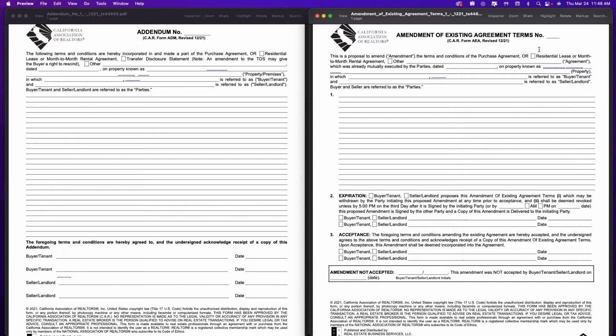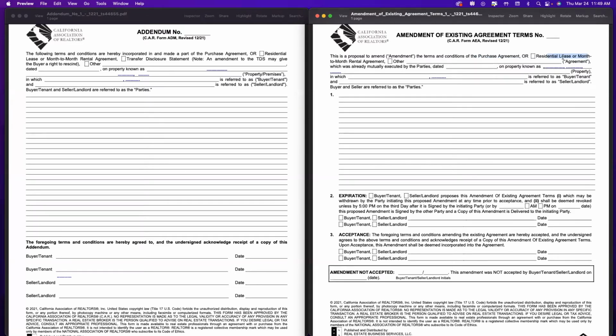And it looks very similar to an addendum if you look at the two side by side, right? Just the information at the top, and then this blank space to write in whatever you want. But you look here at the top, it says this is a proposal to amend. I'm making a proposal to amend the terms and conditions of the purchase agreement or of the lease agreement, right? I'm making a proposal to make these changes.